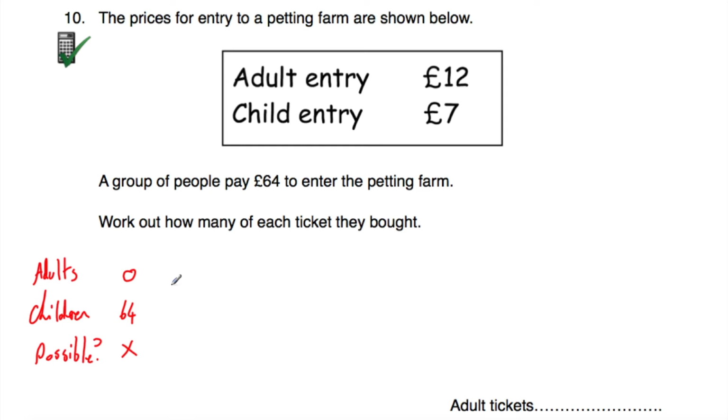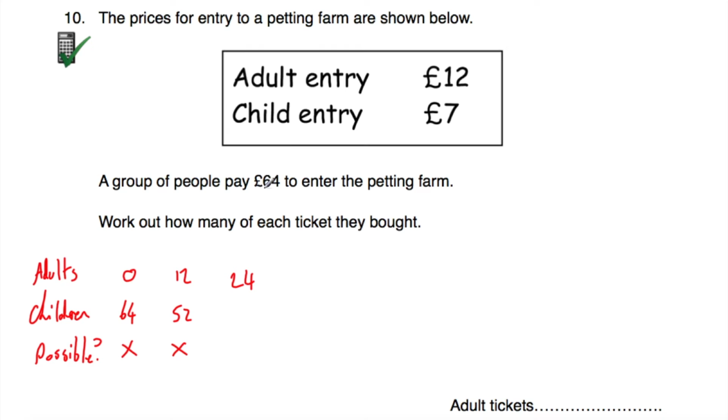Okay, if there was 1 adult, the price for the adults would be £12. In terms of then for the children, because it's £64 altogether, 64 take away 12 is equal to 52, so that'd be 52 for the children, because that'll be 64. Is 52 in the 7 times tables? Well, no. 7 times 7 is equal to 49, and 7 times 8 is equal to 56, so that's not possible either.